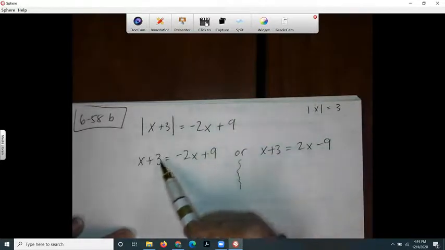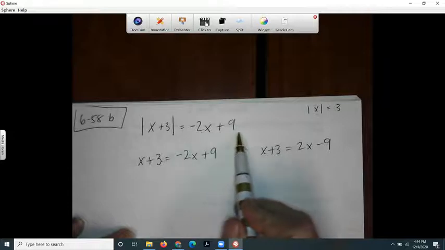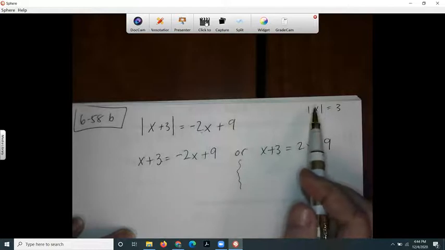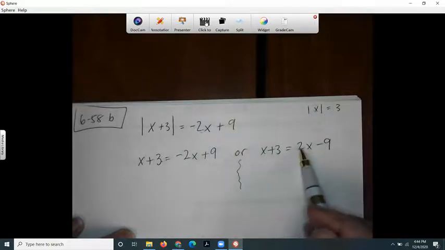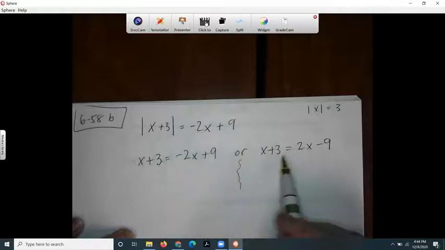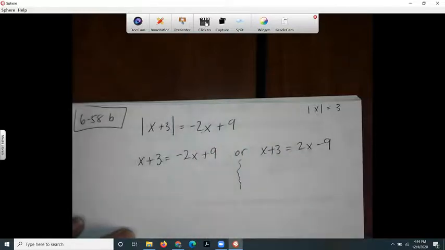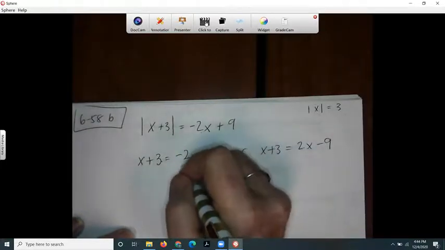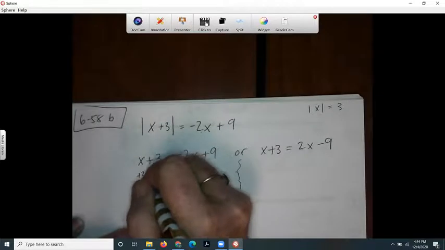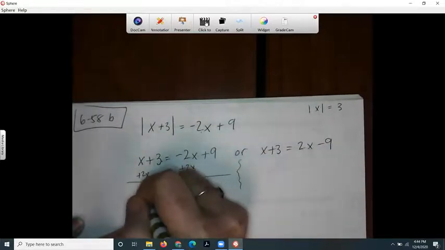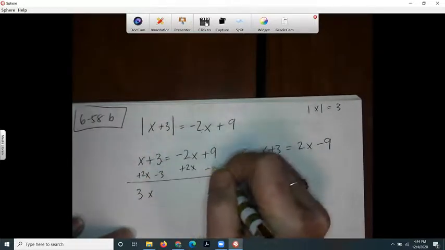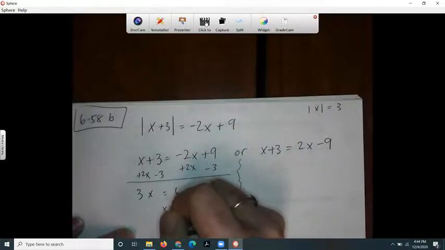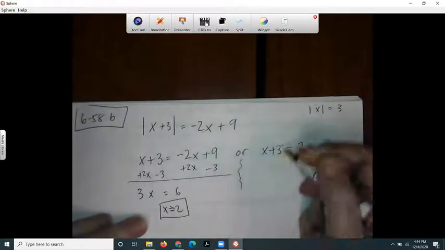I'm writing it two different ways. I just wrote it the way the original equation had it, and then I wrote the opposite, because we know that this could be negative 3 in here. I took the negative of each of the numbers, and I'm just going to solve it twice and get some answers here. So I think I'll add 2x. So x equals 2, and I'll check these once I'm all done.